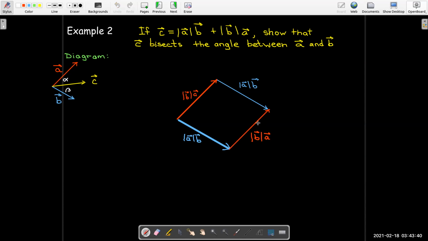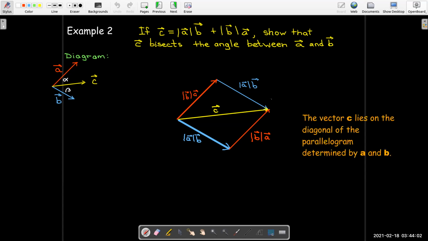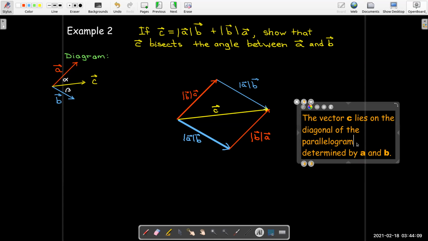Actually, I completed it in both ways. So here's my vector C. And I put this other red vector here because, well, what geometric shape do these vectors cover? They actually cover, well, not only a parallelogram, which is what I wrote, but since they have equal lengths, it's not just a parallelogram. It is a rhombus.